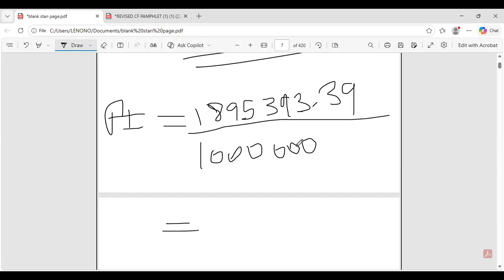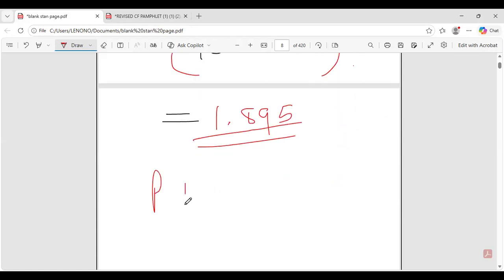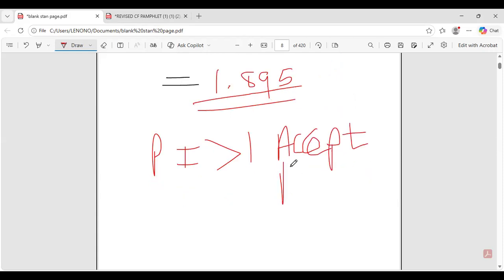So this expenditure, the one that was in red here, is how much we invested, but we have recovered 25 by 1 million. It's giving us 1.895. So accept the project if PI is greater than 1.